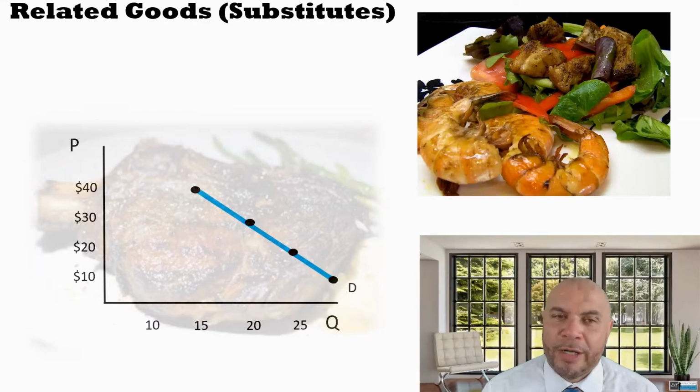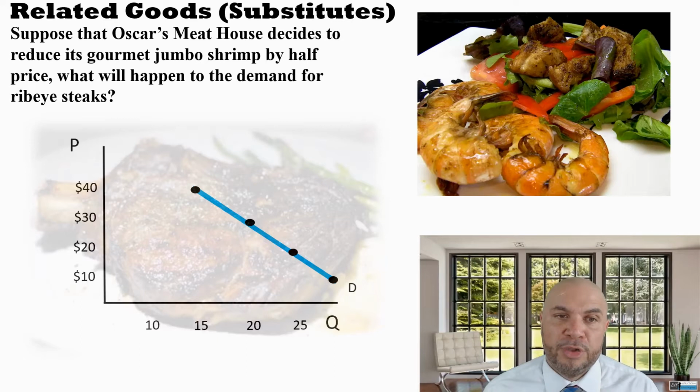All right, so let's look at, still talking about related goods. We're going to talk about a substitute situation now. Look at that shrimp. All right, so let's look at our scenario. Suppose that Oscar's Meat House decides to reduce its gourmet gumbo shrimp by half price. What will happen to the demand for ribeye steaks?